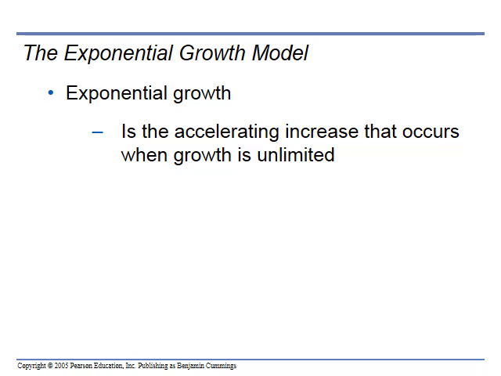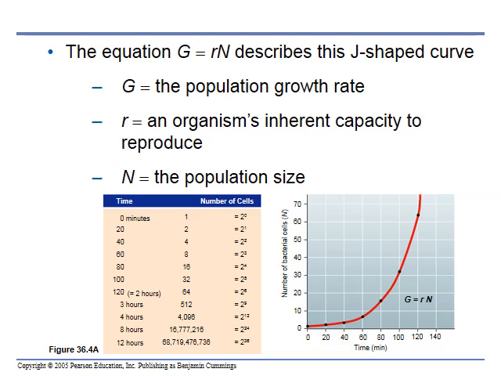And when we look at exponential growth, it is the accelerating increase that occurs when growth is unlimited. It's exponential, so it's going to be a rapid curve up. All right, so this is the classic exponential growth. It's called the J curve.